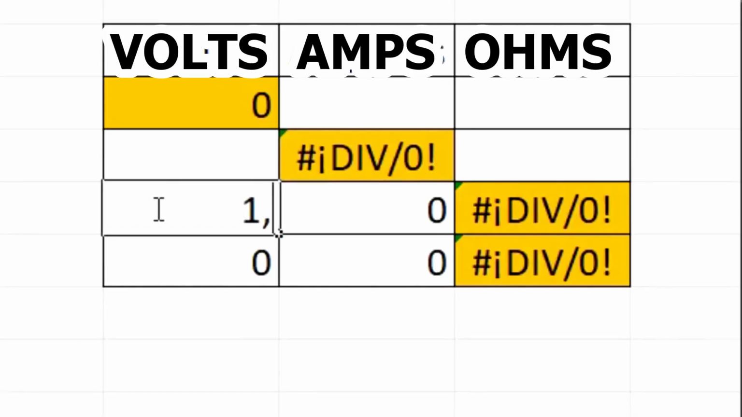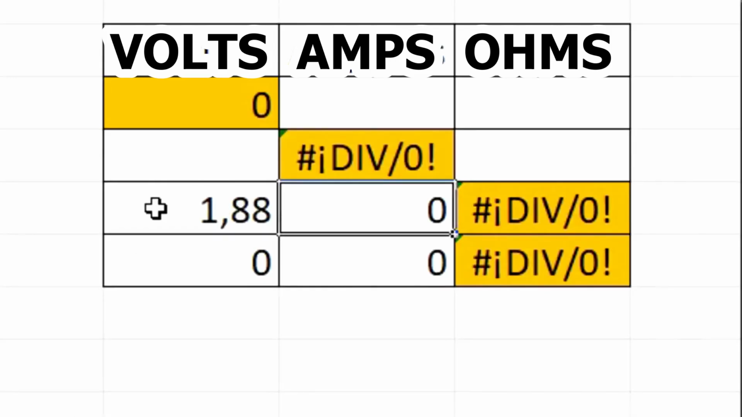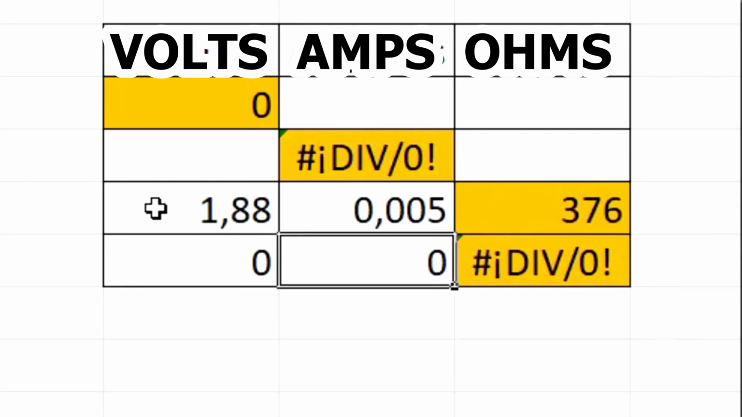1.88 volts is what we have set and a current of 0.005 amps is circulating, which is 5 milliamps. This value divided gives us an equivalent resistance that the LED diode is opposing right now of 376 ohms.